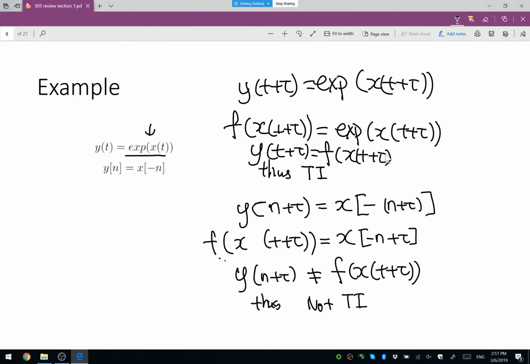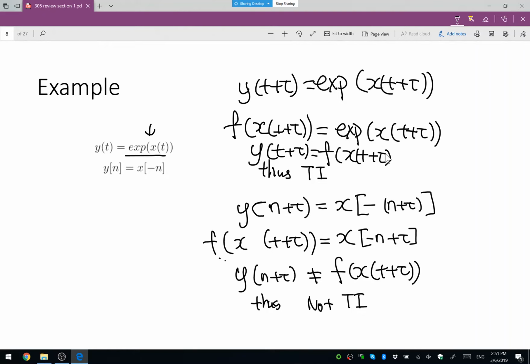So for question: in the y of n plus tau, that's where the output of the system is shifted afterwards? Yeah. Okay, and then the second one is the input is shifted and then put in the system. So this is time invariant.